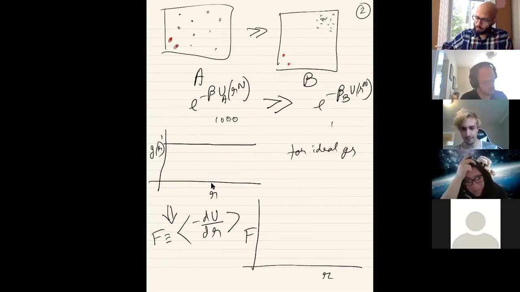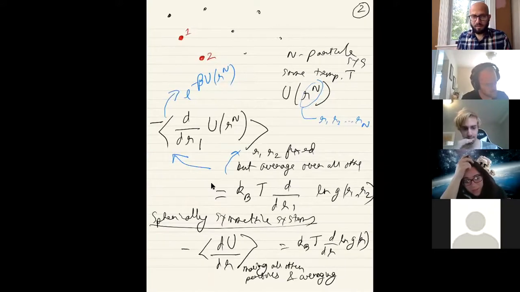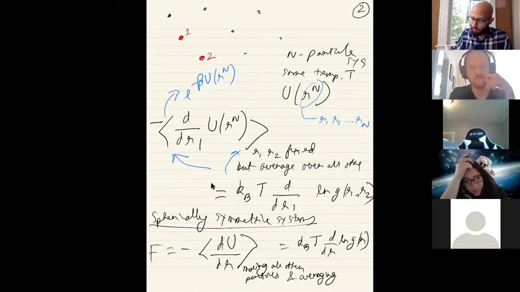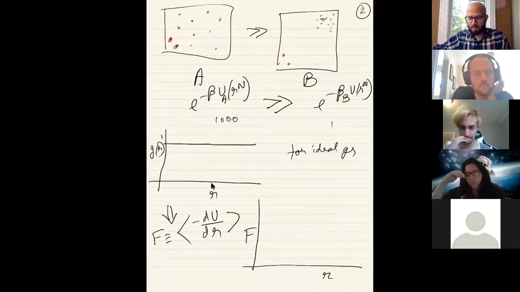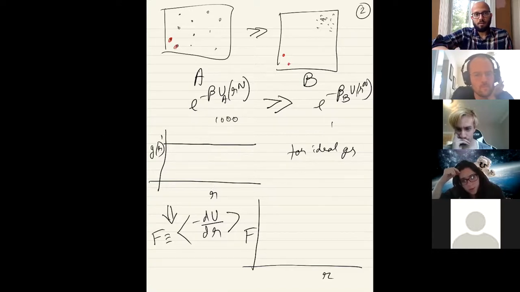Well, let's try to think through it. We are saying that the force is equal to the derivative of log of g(r). Here I plotted g(r) for an ideal gas, and that's a constant. So if g(r) is a constant, log of g(r) will also be a constant, right? So once we take its derivative, what's that going to look like? It's a constant. What's the derivative of a constant?